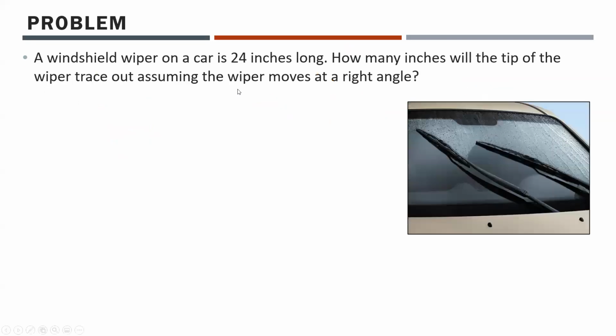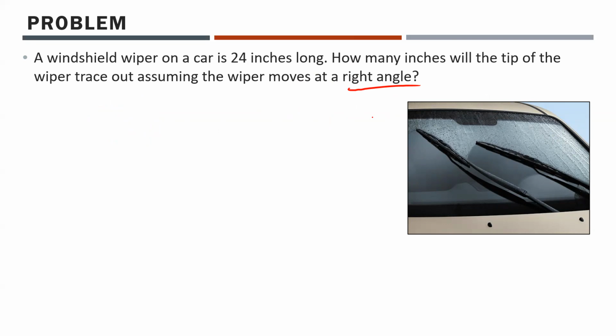Okay, anyway, moving on. Here's some actual real world concept kind of things, right? Not that you'd ever do this, I guess, but who knows, maybe you would. A windshield wiper on a car is 24 inches long. How many inches will the tip of the wiper trace out, assuming the wiper moves at a right angle? We have a right angle there.